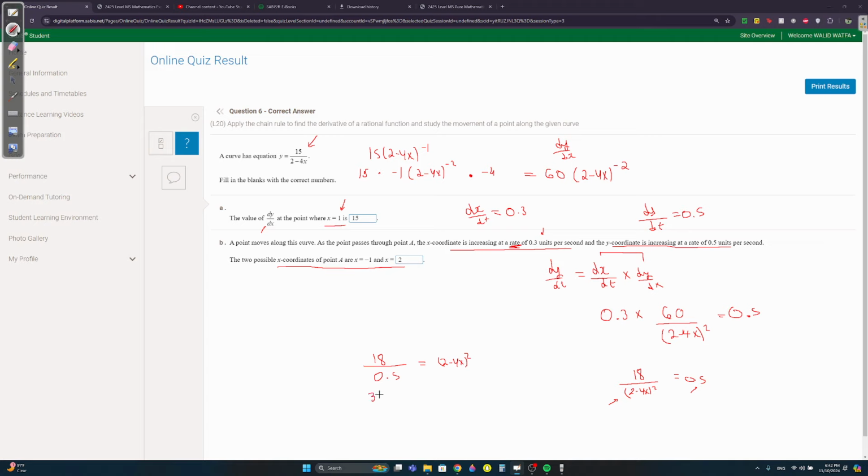This divided by this is 36. It's 2 minus 4x squared. We need to square root, right? Square root both sides. So you're going to get plus or minus 6 equals 2 minus 4x. 2 minus 4x equals 6. 2 minus 4x equals minus 6. Here you're going to get x equals 6 minus 2 is 4. 4 divided by minus 4 is minus 1. Minus 6 minus 2 is minus 8. Minus 8 divided by minus 4 is 2. So these are your two answers.